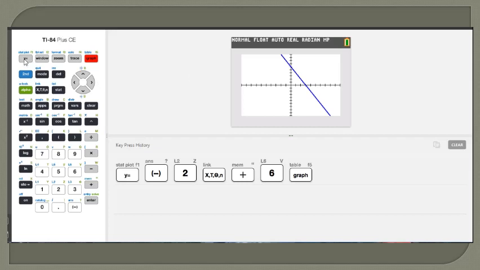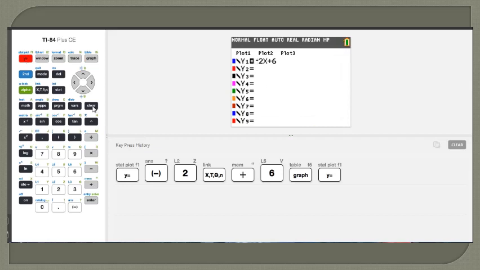So let's graph another one. I go back in here to Y=, and now I can hit the clear button, and it's going to clear out that equation. And I'm ready to put in another equation. And this time I'm going to put in 4x minus 2. So I hit 4x, and now I'm going to hit the subtraction button, minus 2, and I'm ready to graph this equation.